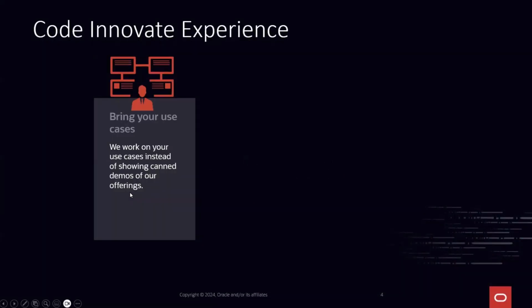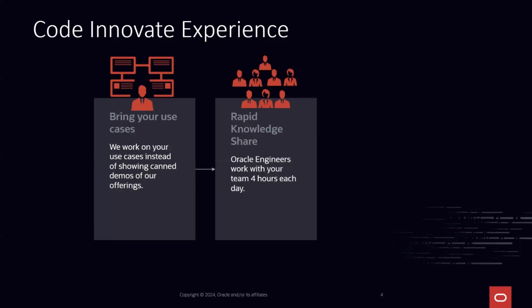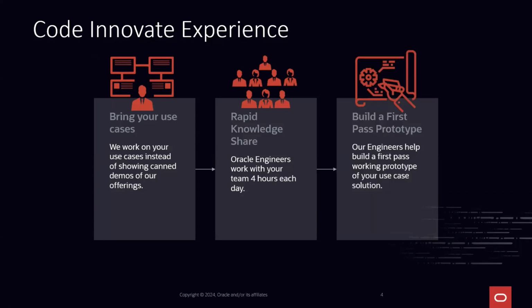We start by understanding your use case and the service or services needed to meet the requirements. Next, we pair you with Oracle engineers that will work with your team. And at the end of a 20-hour sprint, we'll help your organization build out a first pass prototype based on your use case. You do the work within your tenancy with our expert guidance.